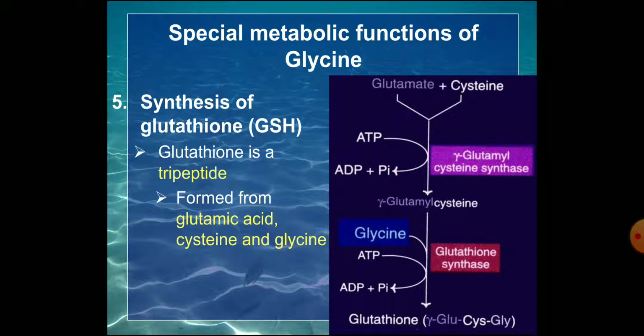It is synthesized from glutamic acid, cysteine and glycine. In the first step, glutamic acid and cysteine form gamma glutamyl cysteine by gamma glutamyl cysteine synthase. Then one more molecule of ATP is used, and glycine combines with the gamma glutamyl cysteine by the enzyme glutathione synthase to form glutathione.